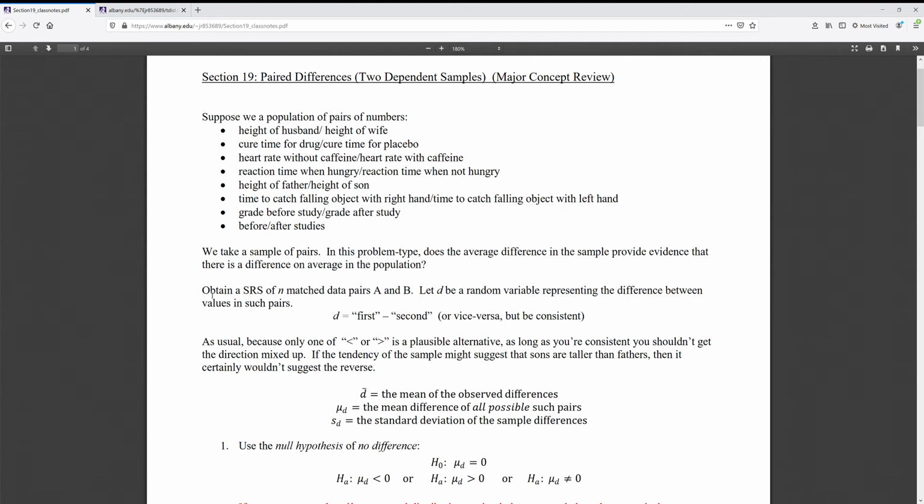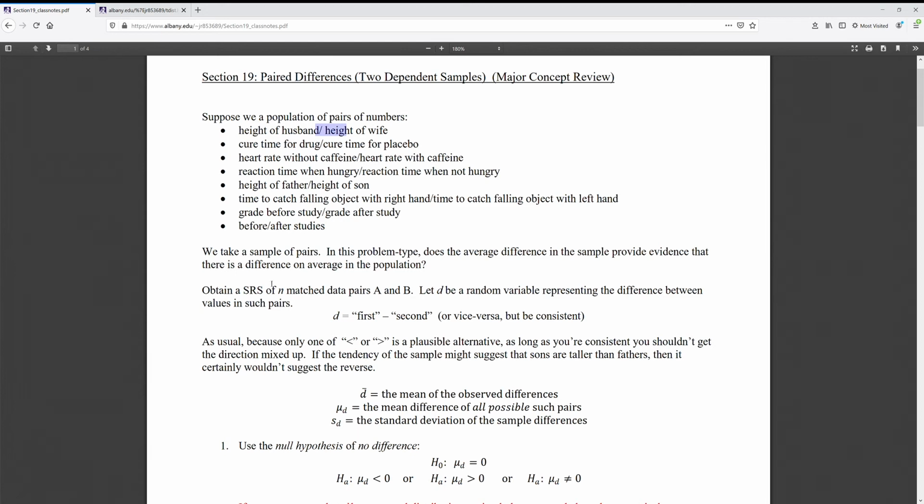From the population of all possible pairs, we take a simple random sample of size n. That sample consists of so many pairs. One of these, one of those. Another one of these, another one of those. A third one of these, a fourth one of those, and so on. Height of husband, height of wife number 1. Height of husband, height of wife number 2, and so on. But unlike when we had two samples previously, here we have them in pairs. For each example, the one goes with the other.